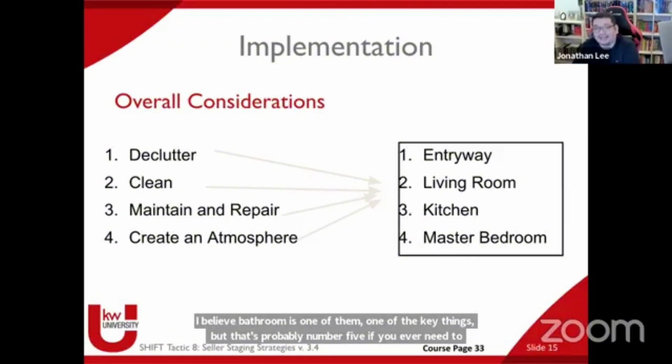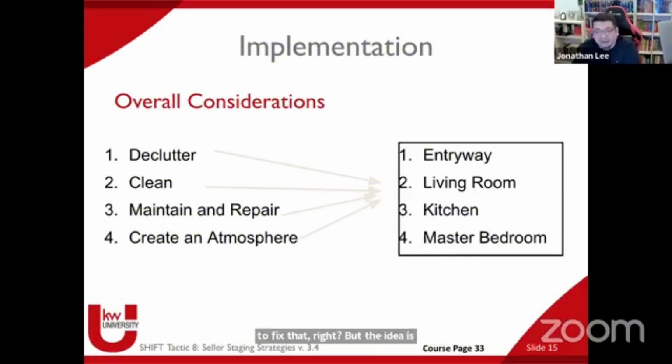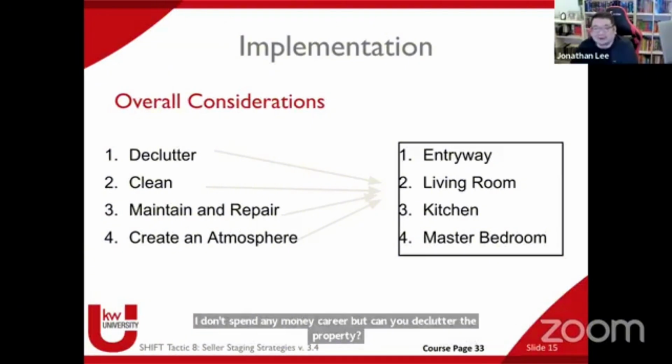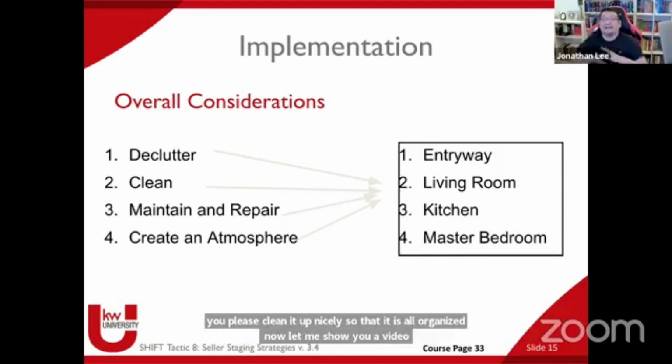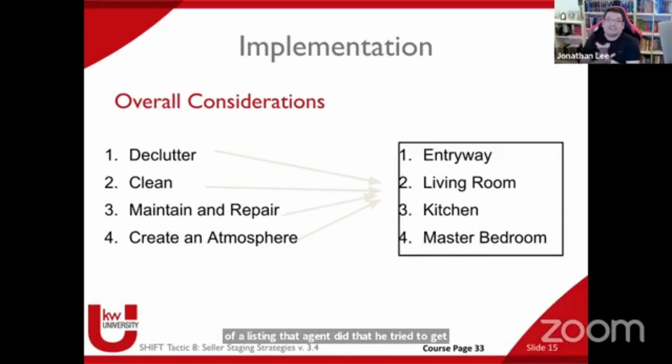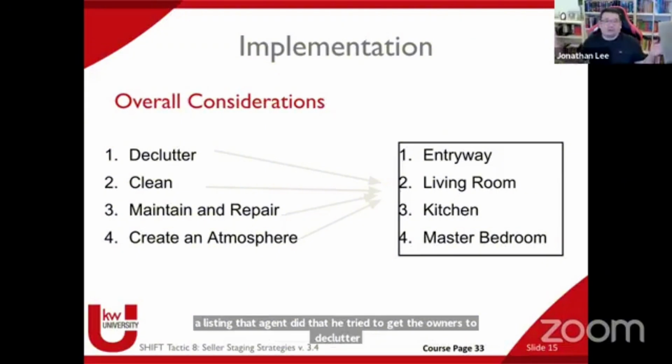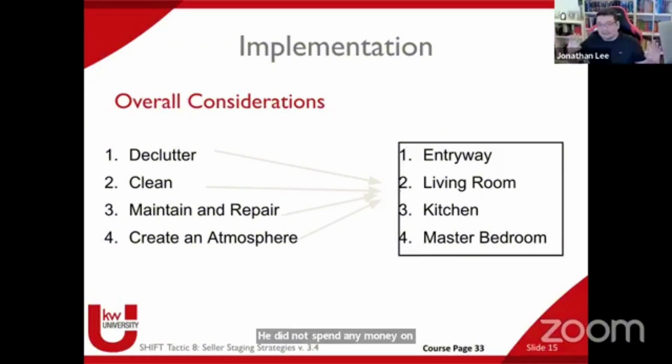But the idea is to think about these 4 key implementations. Now, you may have owners say, I don't want to spend any money. Clear, but can you declutter the property? Can you please clean it up nicely so that it is all organized? Now, let me show you a video of a listing this agent did where he tried to get the owners to declutter. He did not spend any money on staging the property in terms of fixing or anything. What they did was they just went in and decluttered.